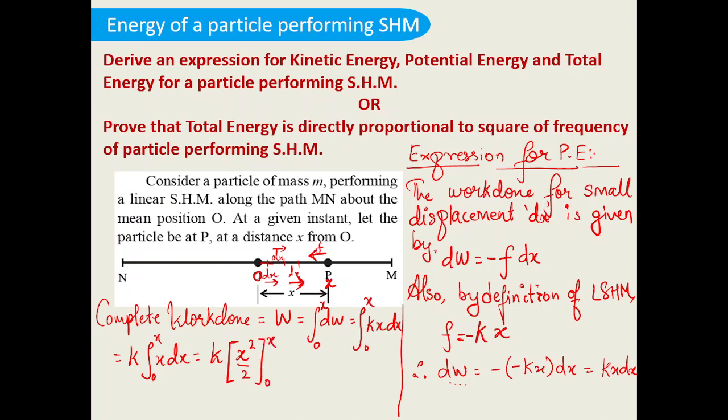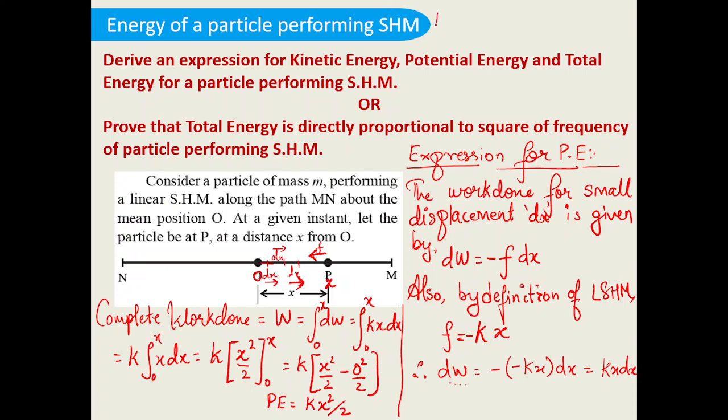So how to solve this? Upper limit minus lower limit. This is equal to K into, instead of x, we substitute x, so x square divided by 2, minus, instead of x, we substitute 0, so 0 square divided by 2. It is 0, and this term you can neglect. So what is the formula of potential energy you get? The formula of potential energy is Kx square divided by 2.